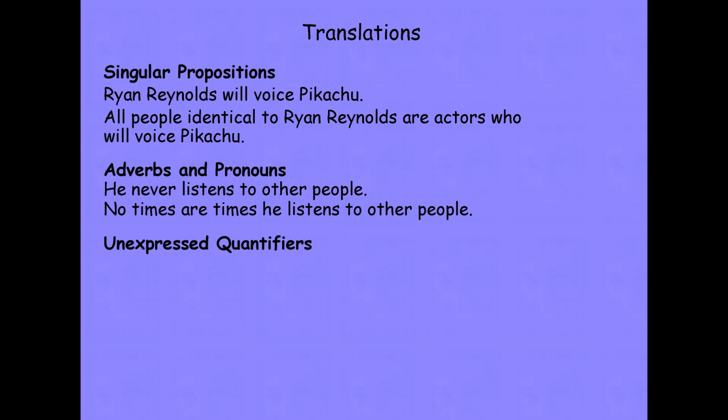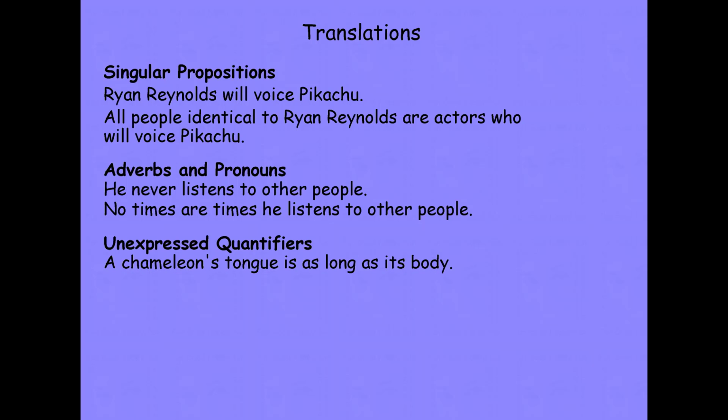Next, we have unexpressed quantifiers. Lots of sentences in English talk about relationships between classes without explicitly expressing a quantity for that class. When we have a statement where the quantity isn't explicitly expressed, we're going to want to introduce one of our three quantifiers, the one that makes the most sense given our world knowledge, given the speaker's intent, and things of that nature.